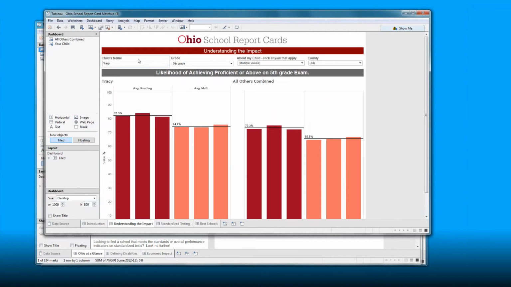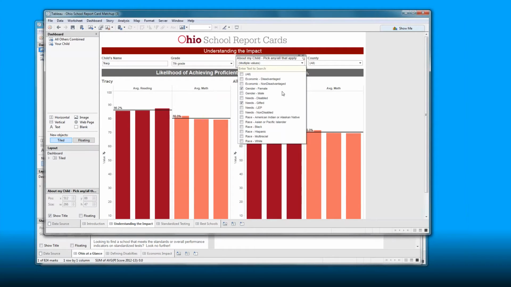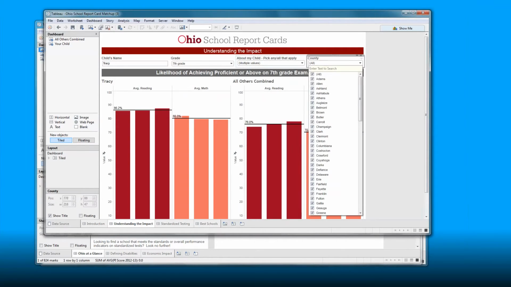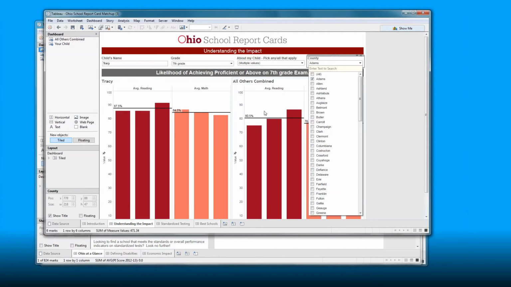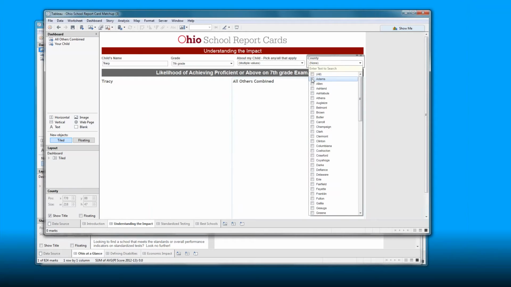So then as I move through this particular dashboard, I have a spot where I can say, okay, I have a child. My child is in 7th grade today. And what about my child? Well, my child's going to be female today. My child's going to be gifted. And my child is going to be in Adams County. And so that way I can begin to find the best school.